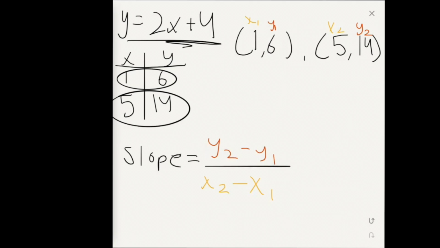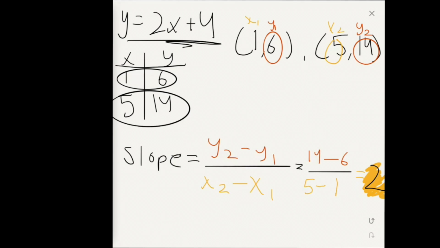Now let's plug in our points from the equation y equals 2x plus 4 to get 14 minus 6 divided by 5 minus 1, which is equal to 14 minus 6 is 8, and 5 minus 1 is 4, and 8 divided by 4 is 2. So therefore you get your answer that the slope of y equals 2x plus 4 is 2. So you can see that we calculated how to find the slope in just a few simple steps.